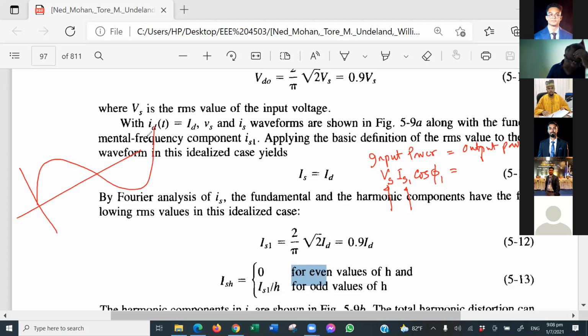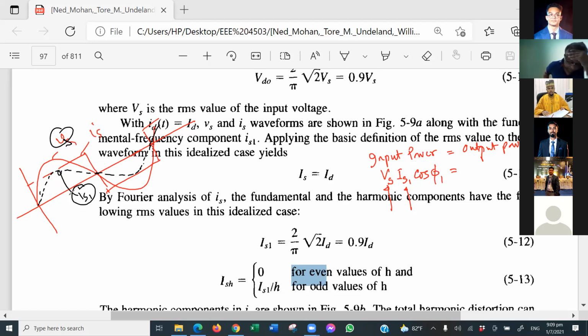If this is the input voltage Vs, and this is the wave shape of your input current Is, then you will get the fundamental value of your current. That means Is1 will have the wave shape like this. That is given in your book. I'll show you in just a few moments. So you have to compare this sinusoidal with this sinusoidal. Is1 is fully sinusoidal with the same frequency as Vs. Am I correct or not?